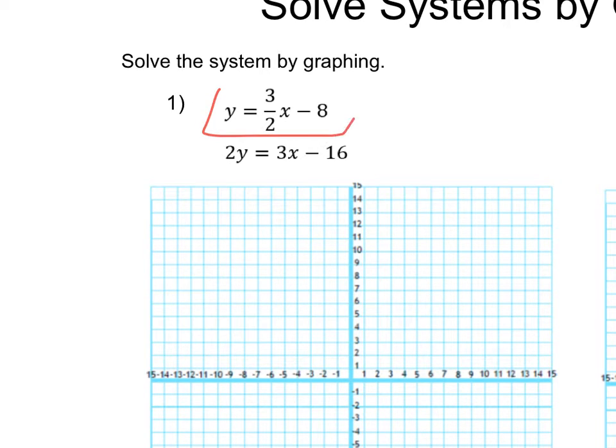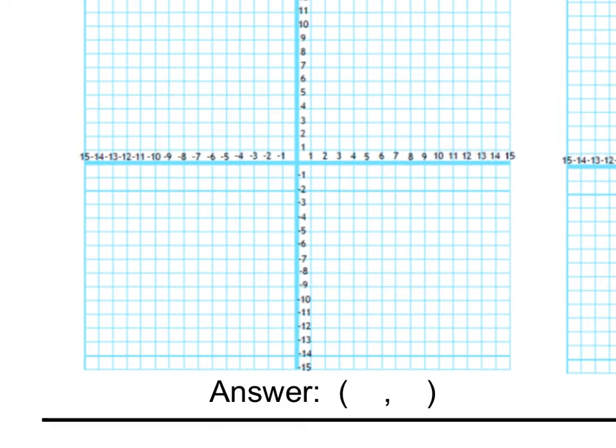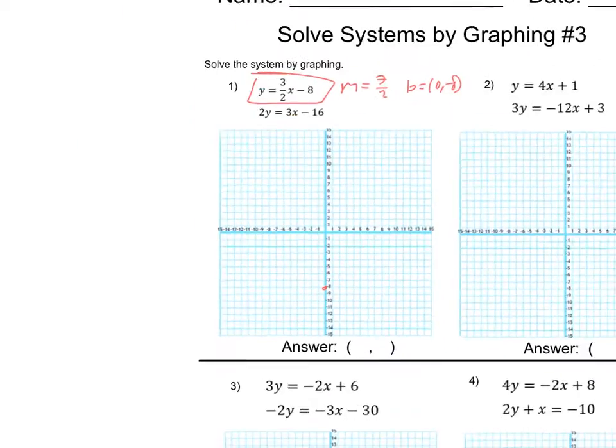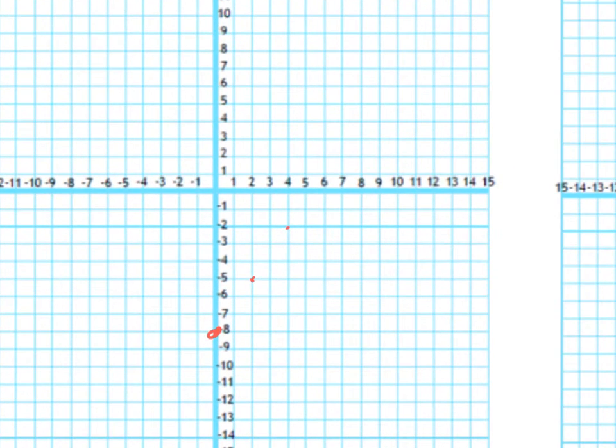Number 1 here, first of all, just like you've been doing, if I'm going to solve the system by graphing, just start one problem at a time. Start with the very first equation, and it says y equals 3 over 2x minus 8. So you can pick out your slope being 3 over 2 in this case, and your y-intercept being 0, negative 8. That means negative 8 is my y-intercept to start off. I'm going to start way down there. I'm going to go up 3 and right 2, up 3, right 2, up 3, right 2.